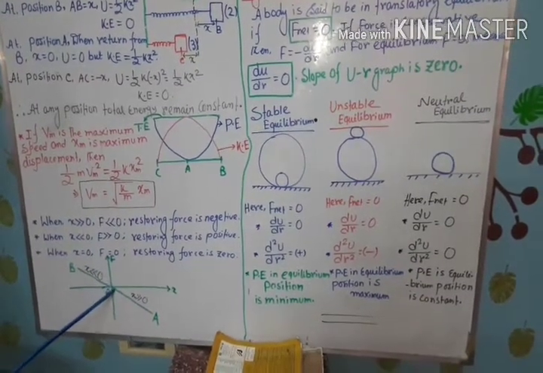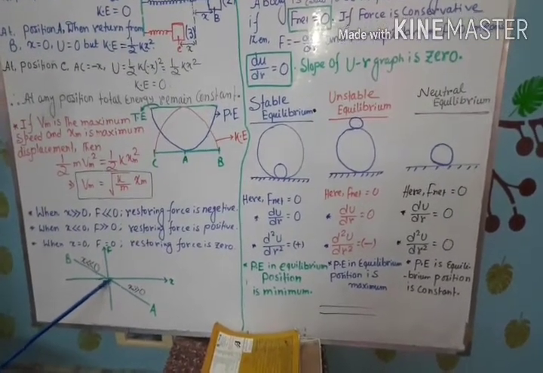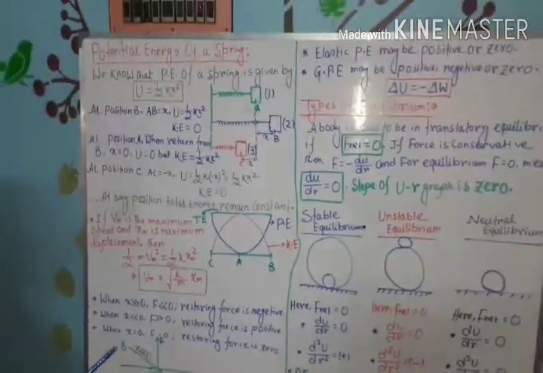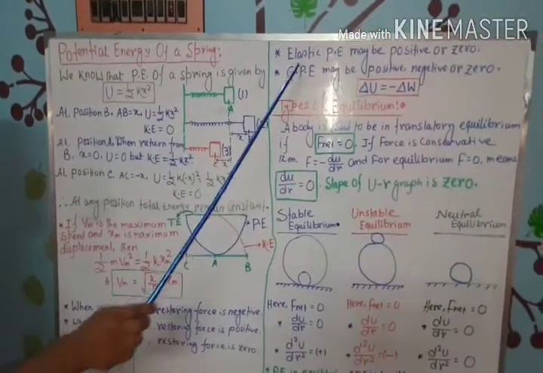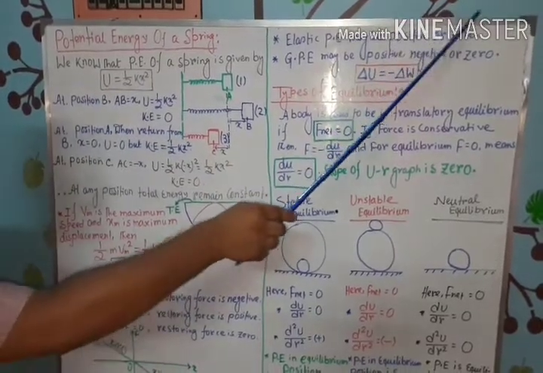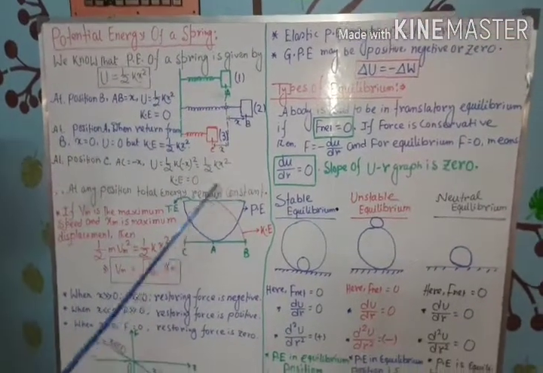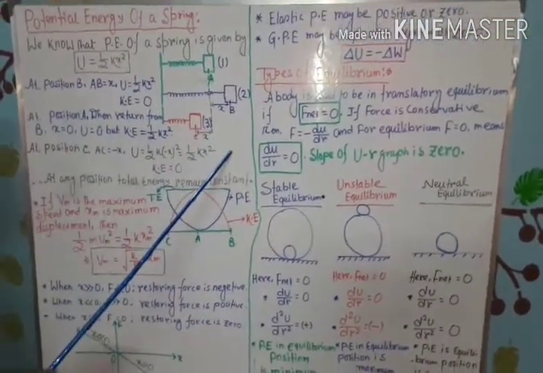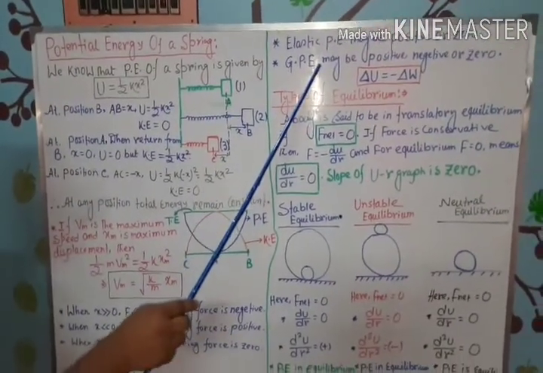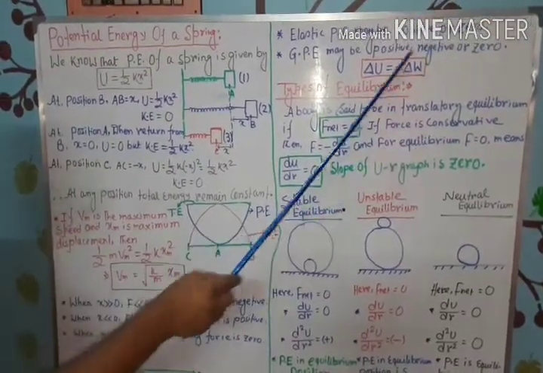And the point O represents that whenever there is no elongation or compression of the spring, the restoring force is 0. Now student, regarding potential energy, you have to remember that the elastic potential energy of a spring is either positive or 0. Just see at any position, the potential energy is positive or 0. But gravitational potential energy may be positive, negative or 0, which we can explain from this relation.